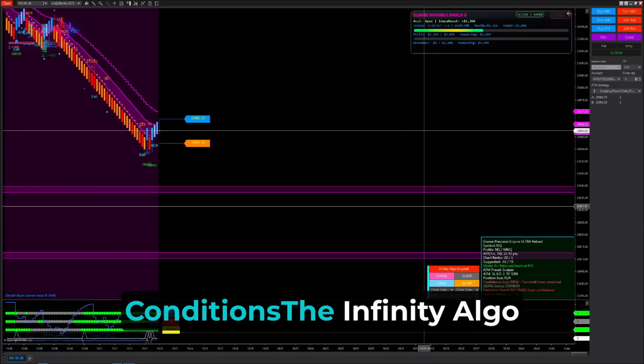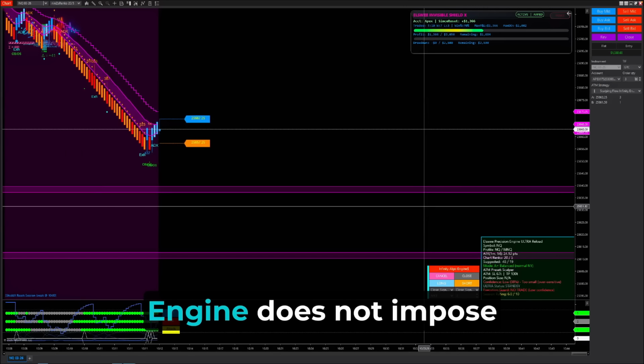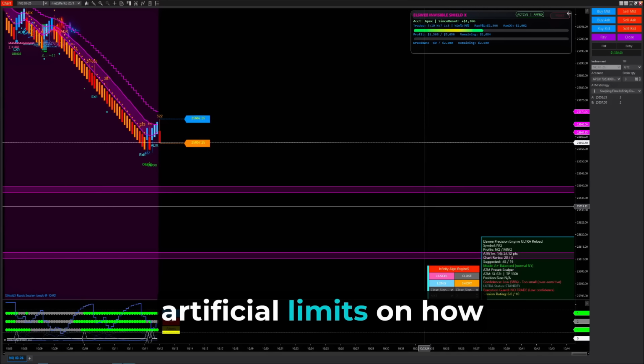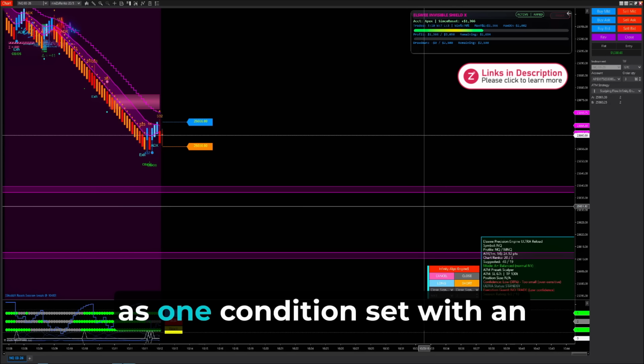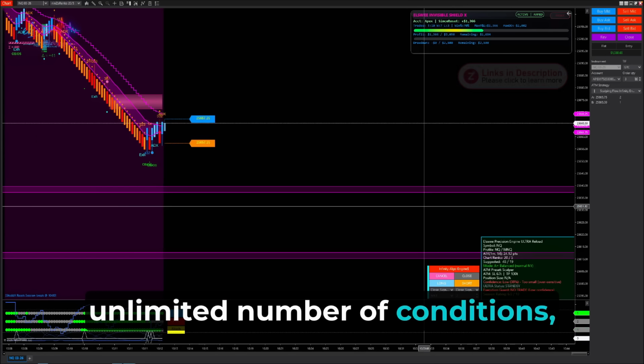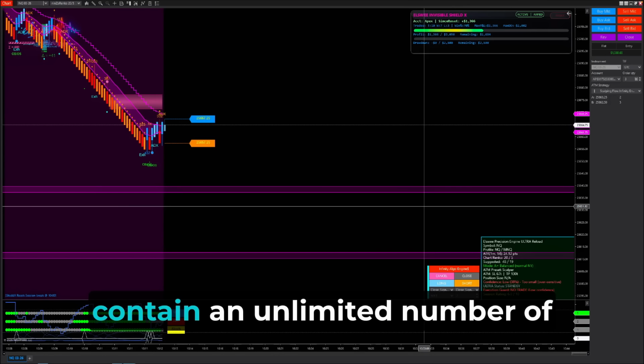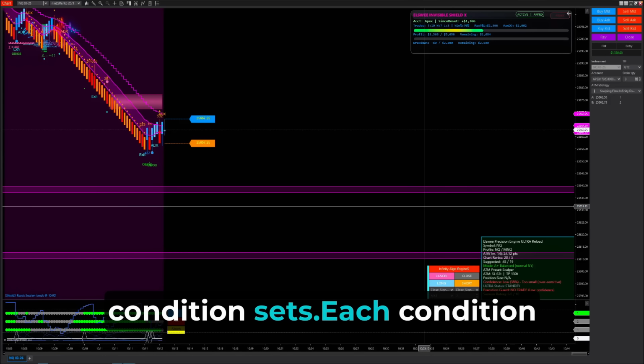Unlimited number of conditions. The Infinity Algo engine does not impose artificial limits on how strategies are built. A single signal can be defined as one condition set with an unlimited number of conditions, and a strategy itself can contain an unlimited number of condition sets.